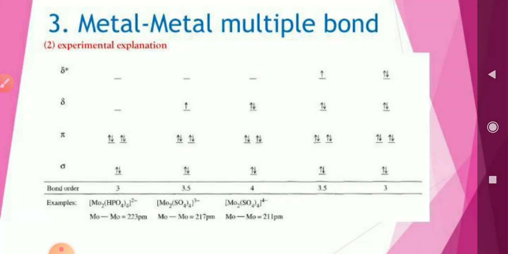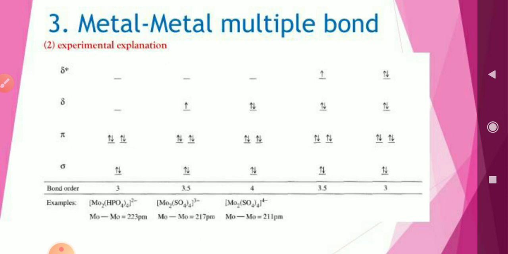Now, here are the sigma, pi, delta, and delta star electrons present in the orbitals. The example is Mo2(HPO4)2 2-. An example of bond order 3.5 is Mo2(SO4)4 3-. An example of bond order 4 is Mo2(SO4)4 4-.